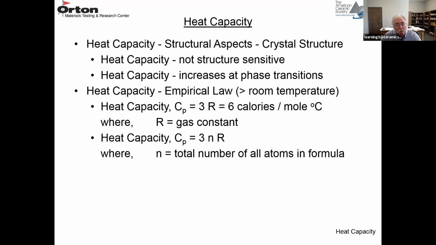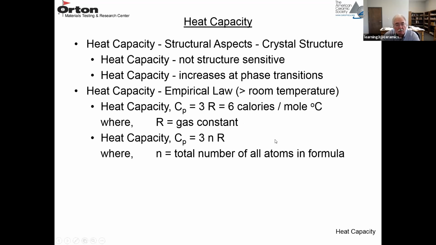If you have more than one atom, you have to account for that. So the heat capacity would equal 3nR, where n is the total number of atoms in the formula. So if we're looking at SiO2, there's 3 atoms per formula, so n would be 3. So that empirical law holds rather well.